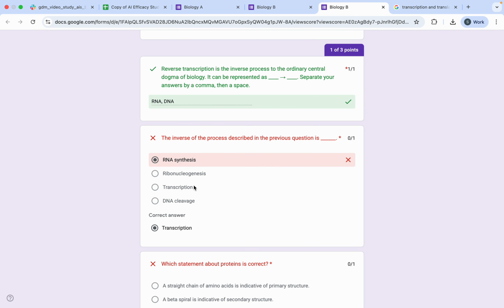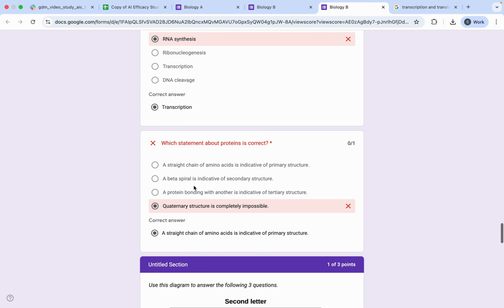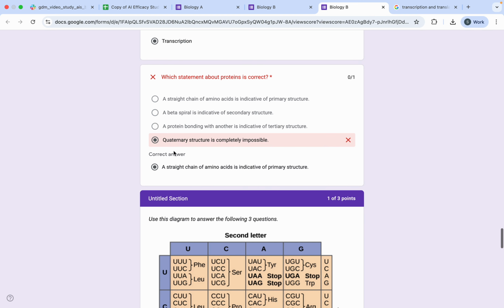Okay, let's check the next one. Which statement about protein is correct? A straight chain of amino acids is indicative of primary structure, so this is the correct answer. Option A is the correct answer.